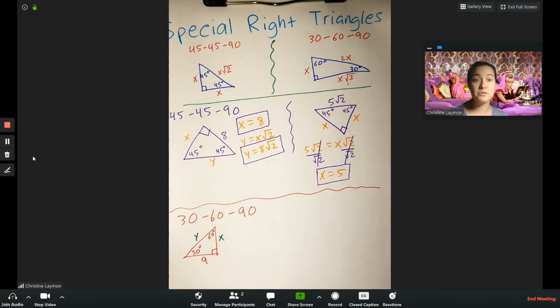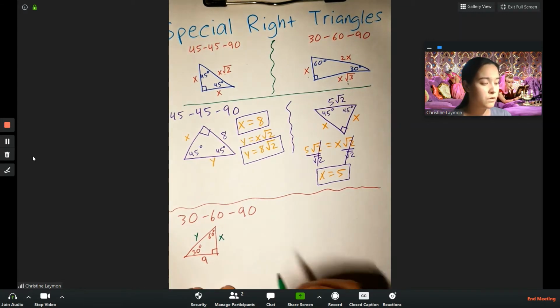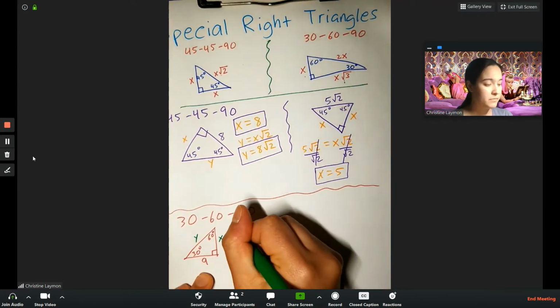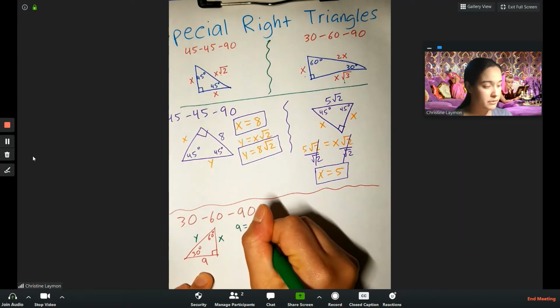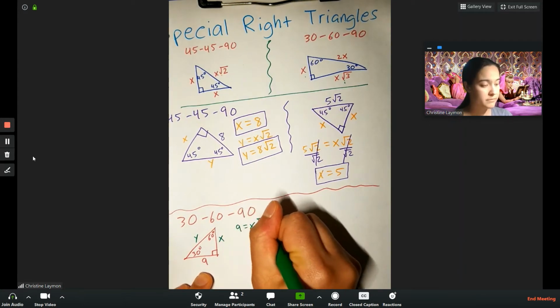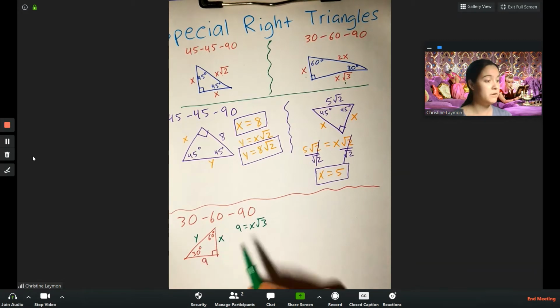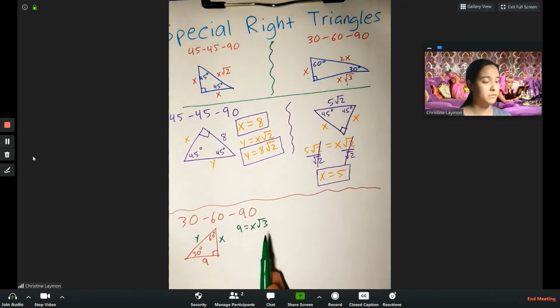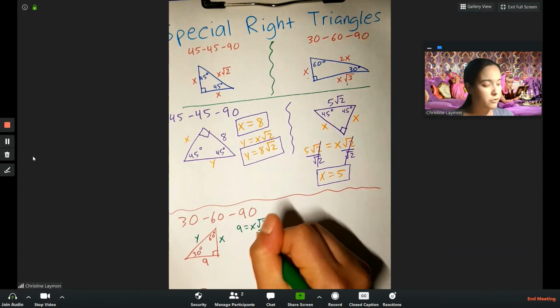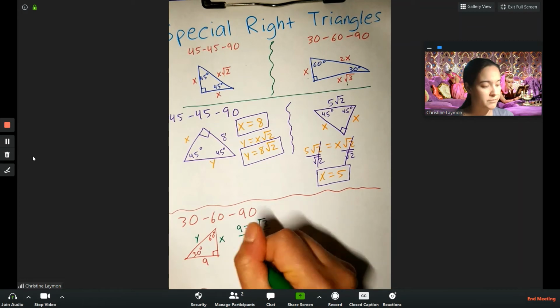What I'm going to be using is rationalizing. If you don't know what that means, go back to the previous video and watch rationalizing the denominators. So what I'm going to say is that 9 equals x root 3. Okay, again, x is that shortest side. It's opposite the 30. X root 3 equals the medium. Go ahead and divide both sides by the square root of 3.